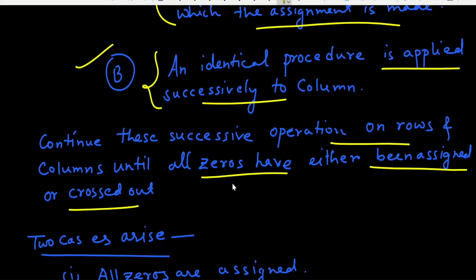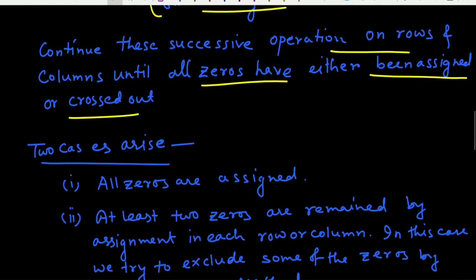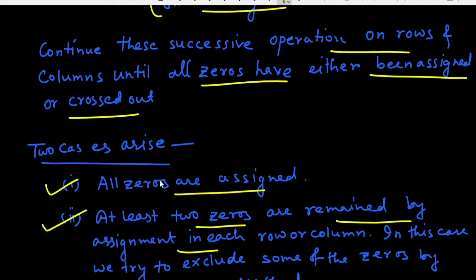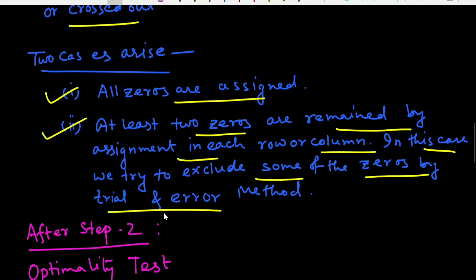Now two cases may arise. Case 1, all the zeros are assigned, and case 2, at least two zeros remain unassigned in each row or column. In this case, we try to exclude some of the zeros by the trial and error method.